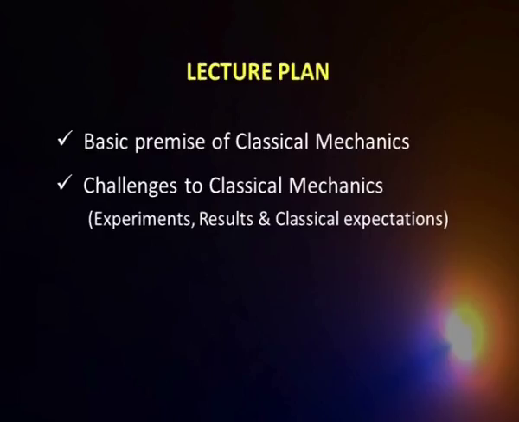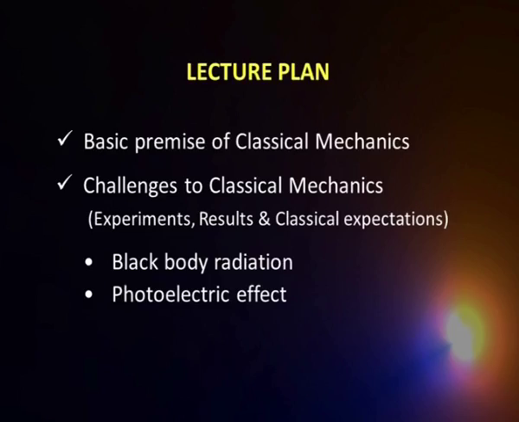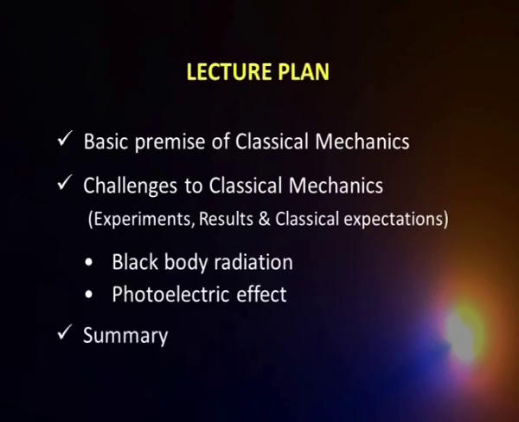In this process, I will take up 2 such important experiments, black body radiation and photoelectric effect, in today's episode. I will try to see what the experiments were, what kind of results were obtained, what the classical predictions for those experiments were, and how the two were mismatching. So, we will see that classical mechanics is inadequate to explain these results. And then towards the end, we will sum up what we learned in today's session. Okay, let us make a beginning.